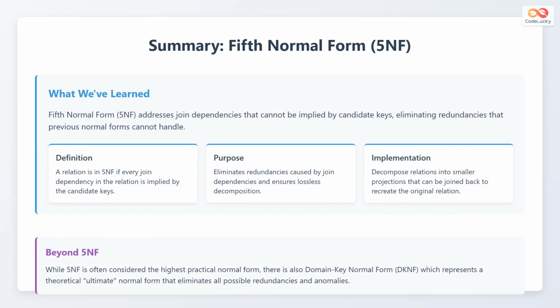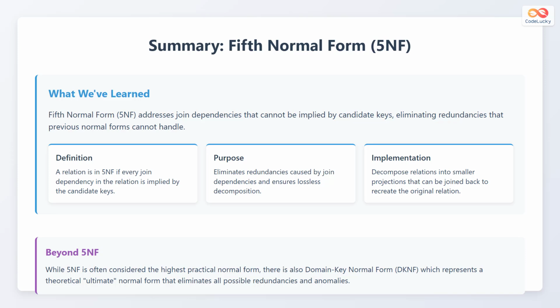In summary, fifth normal form addresses join dependencies that cannot be implied by candidate keys, eliminating redundancies that previous normal forms cannot handle. A relation is in fifth normal form if every join dependency in the relation is implied by the candidate keys. The purpose is to eliminate redundancies caused by join dependencies and ensure lossless decomposition. We can implement it by decomposing relations into smaller projections that can be joined back to recreate the original relation.